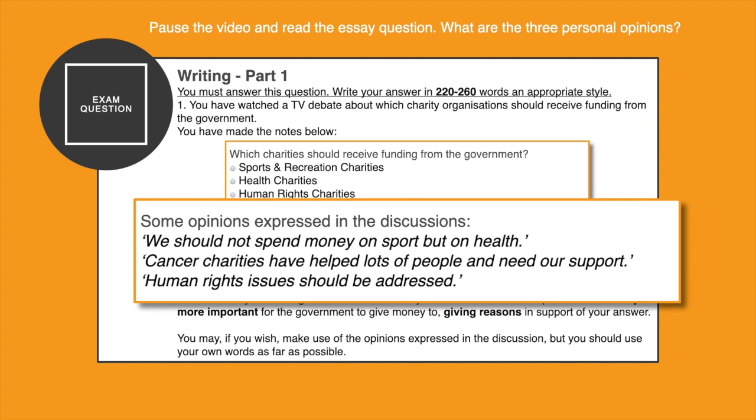Some opinions expressed in the discussions. We should not spend money on sport, but on health. Cancer charities have helped lots of people and need our support. Human rights issues should be addressed.